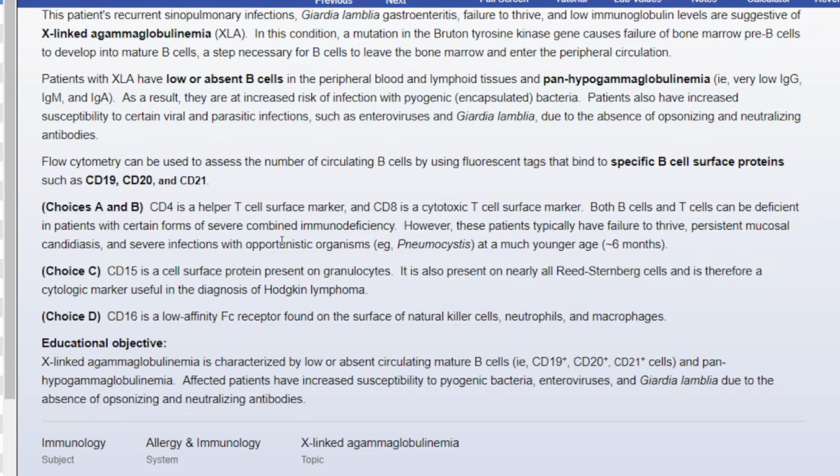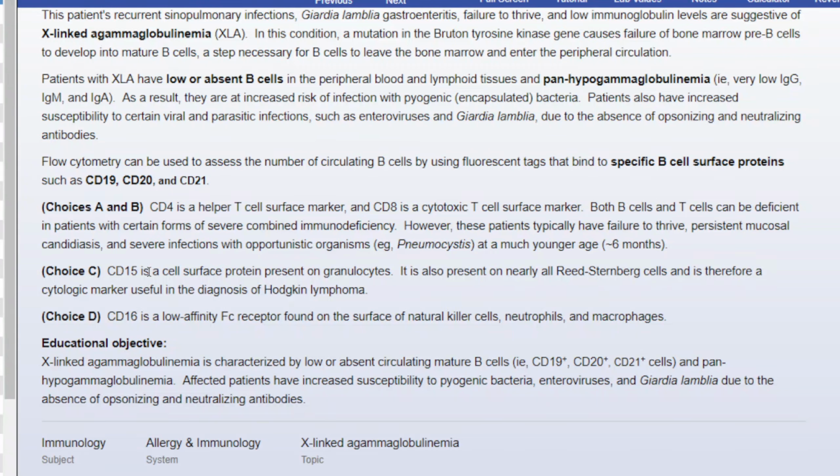Both B cells and T cells can be deficient in patients with certain forms of severe combined immunodeficiency. However, those patients typically have failure to thrive, persistent mucosal candidiasis, and severe infections with opportunistic organisms like Pneumocystis, at a young age, less than 6 months.